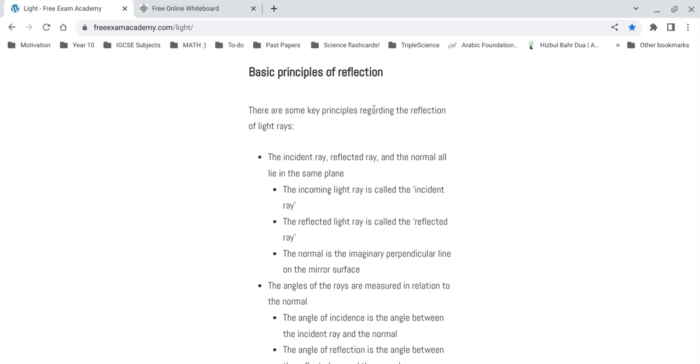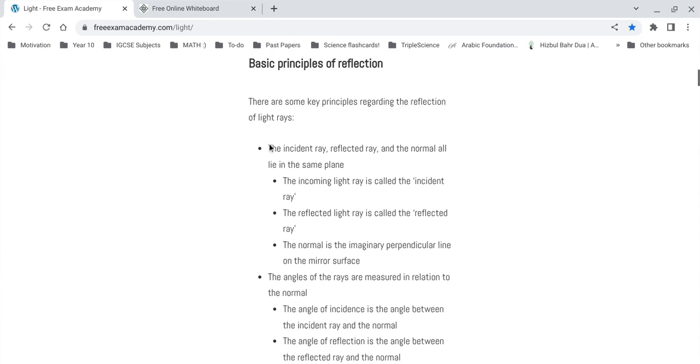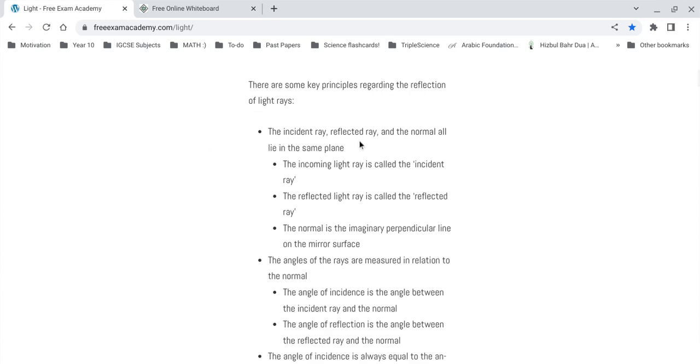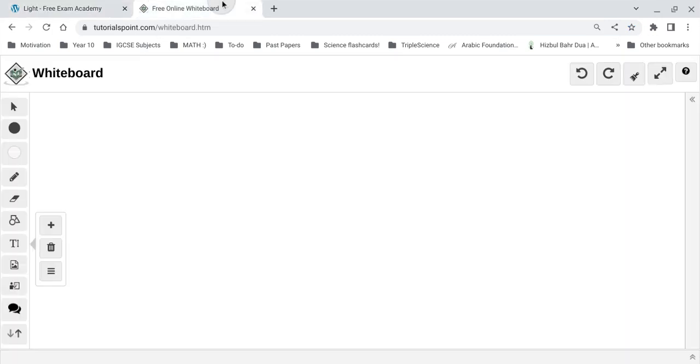Alright, reflection. There are some key principles regarding the reflection of light rays. The incident ray, reflecting ray, and the normal all lie in the same plane. If you were here last time for my refraction video, then you know what the normal is, but if you were not, let me just let you know. Basically, the normal is an imaginary perpendicular line.